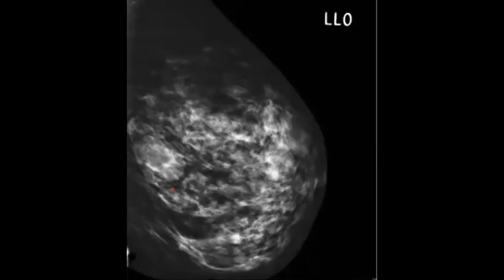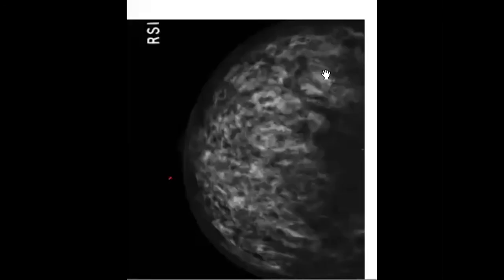And how do we describe it? Okay, I will show you the craniocaudal now of the right and left. So the right craniocaudal. You have multiple bilateral masses, rounded in shape. Okay, and maybe medium density.